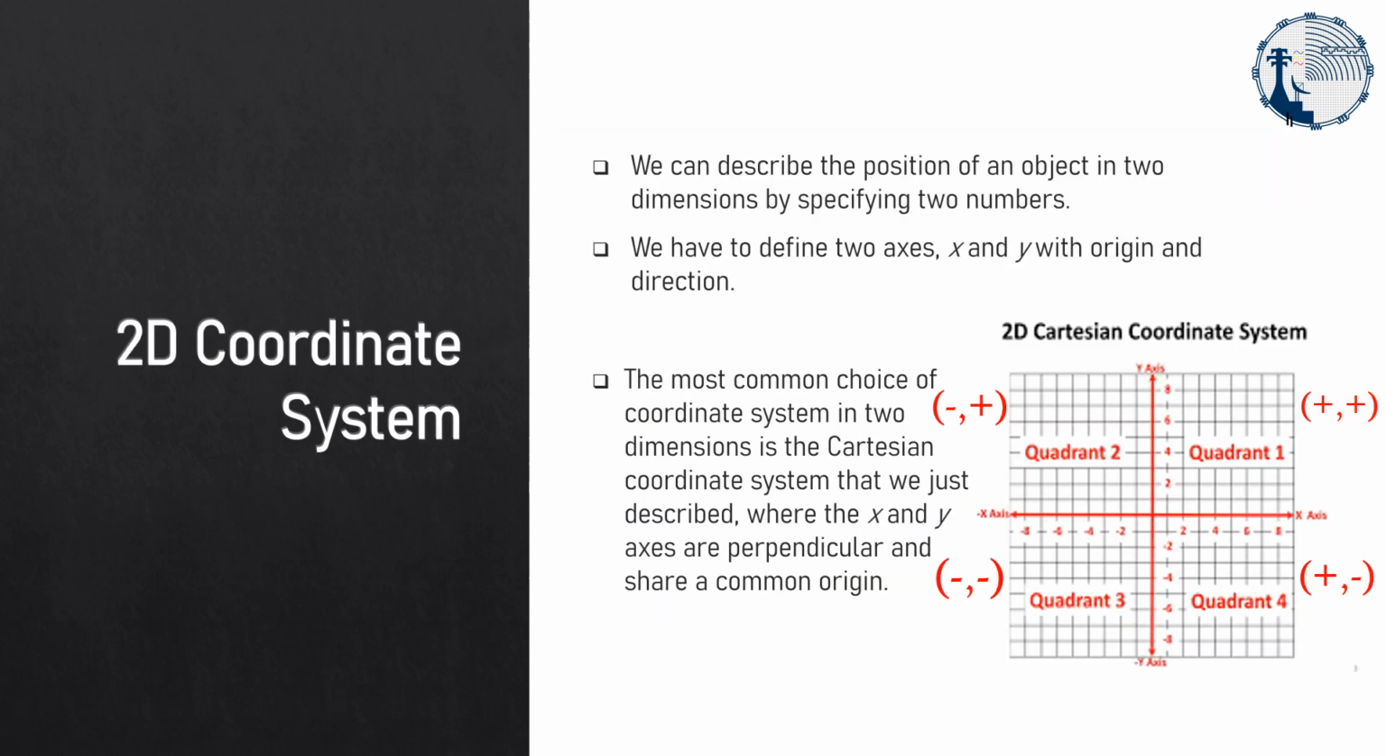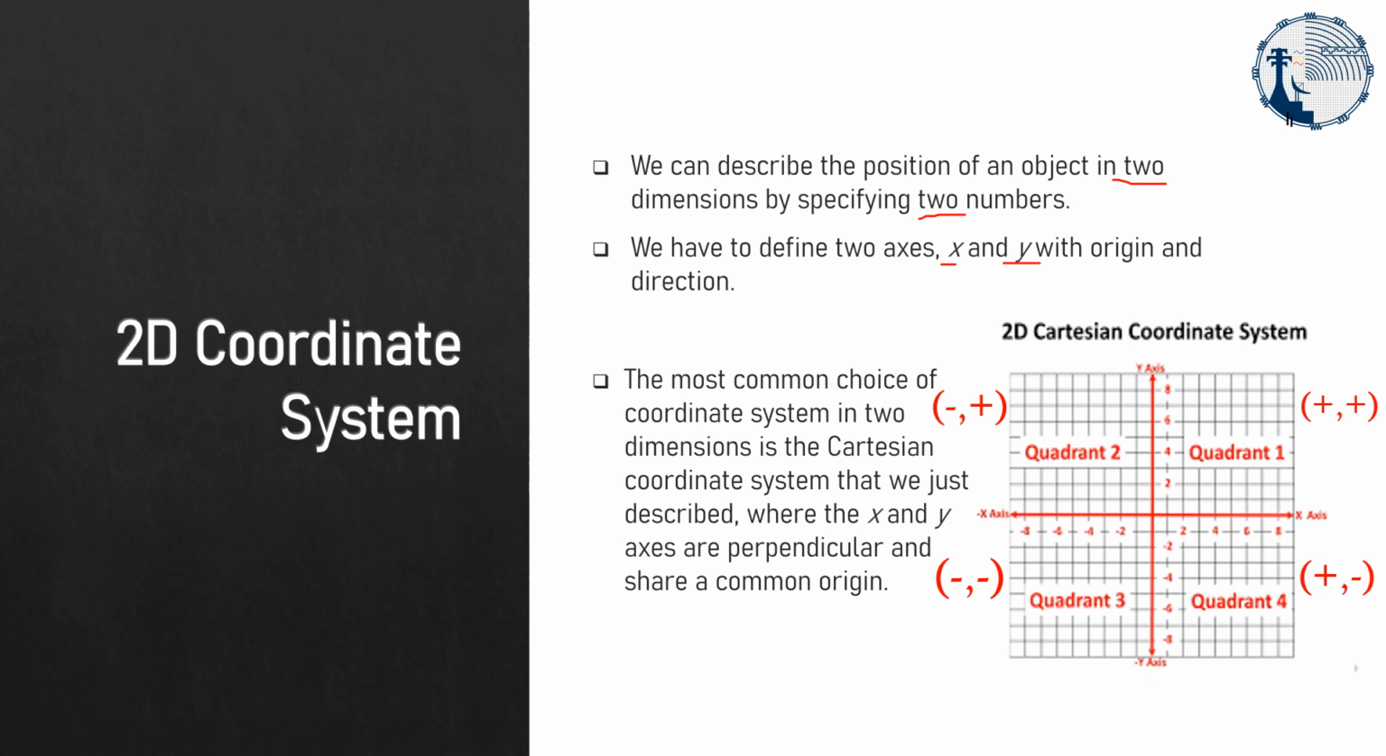Two-dimensional coordinate systems. The most common case is the Cartesian coordinate system. Here we can describe the position of an object in two dimensions by specifying two numbers. For that, we have to define two axes x and y with origin and direction. And the x and y axes are perpendicular to each other and share a common origin. And the x and y axes divide the two-dimensional xy plane into four quadrants.